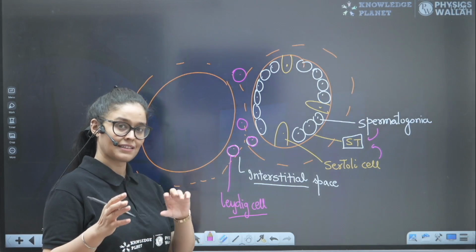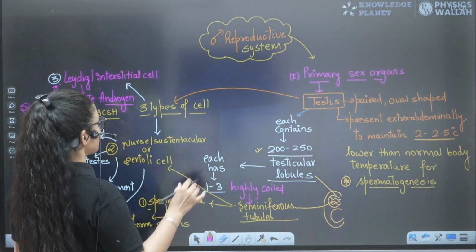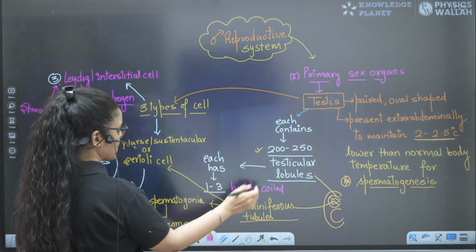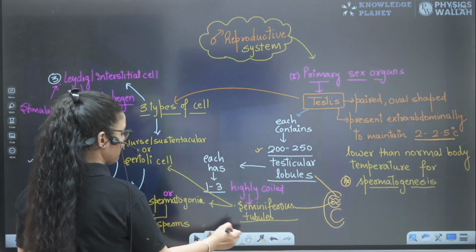Seminiferous tubule is nothing but a part of the testes, as I have shown you in the diagram. So kids, now you just see testes, and I have talked about the seminiferous tubule having one cell, spermatogonia, which is also known as gamete mother cell.